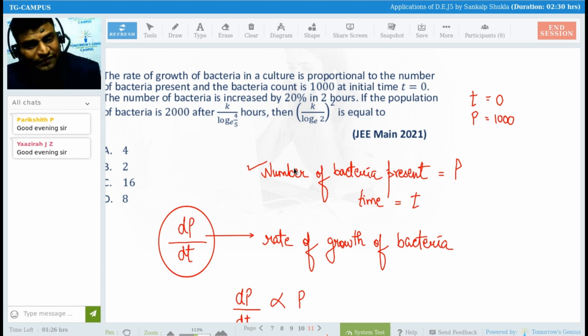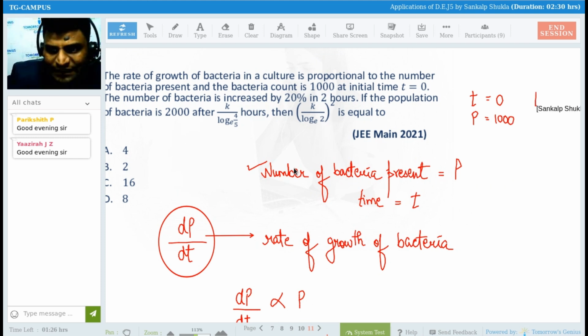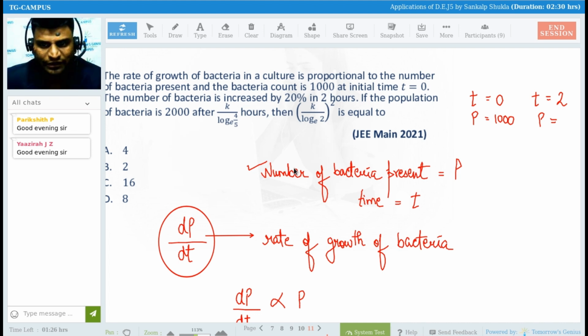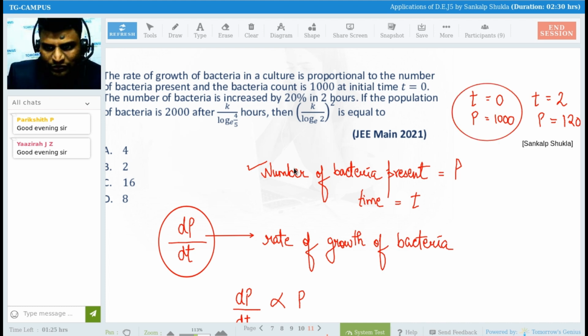Okay, the number of bacteria is increased by 20% in 2 hours when t is 2. So the value of P will be, what is 20% increased when 1000 is the initial figure? So 1000 plus 20% of 1000, right? 20% of 1000 means 200 only. So 1000 plus 200 means 1200. So in this case, two particular solutions are provided to you. This is one particular solution, this is second particular solution.